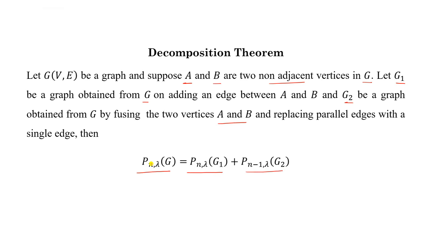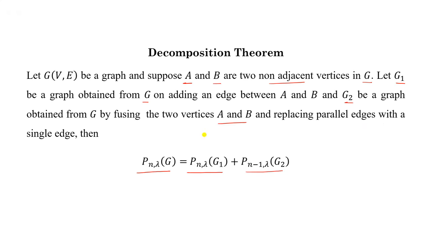Here this n is the number of vertices. In graph G, n vertices are there. In G1, again n vertices are there. But in G2, because we have fused two vertices A and B, fusing means we have to merge these two vertices to form a single vertex. So automatically, if some edge is coming to A or coming to B, then these two edges will form parallel edges. Then we have to replace these parallel edges with a single edge.